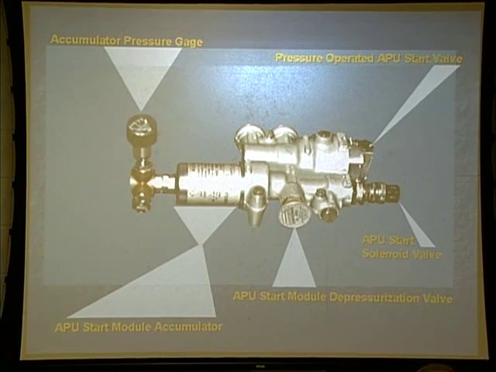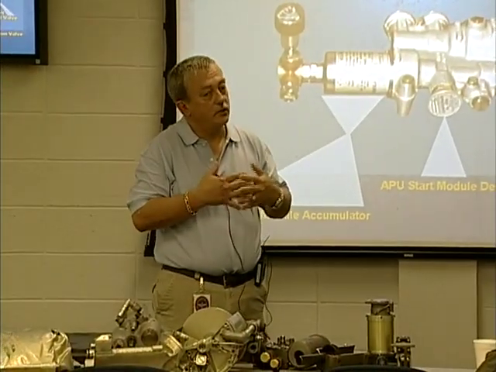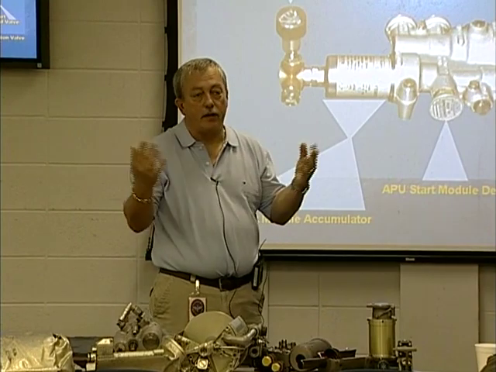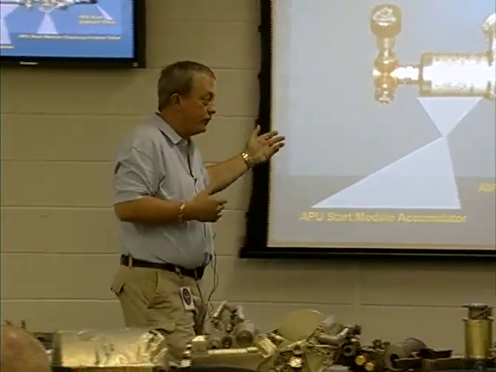Now again, back to the gauge. If that gauge is not there, use your discretion. Technically, yeah, probably would be a red X. But there's pressure in there, I can guarantee you.